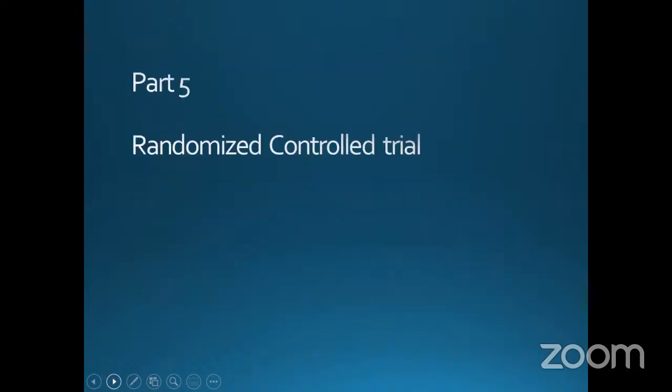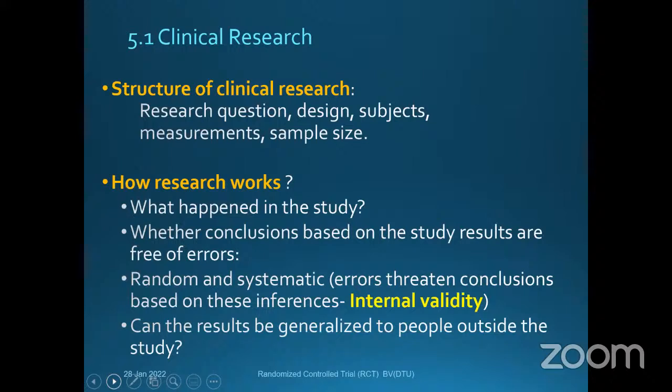Now comes the randomized controlled trial. The structure of the clinical research you understood as the research question, design, subjects, measurement, sample size, and how it works is what happened in the study, whether the conclusions based on the study results are free of errors, the random error and systematic errors which threaten the conclusions, and based on these, the internal validity is judged. Can the results be generalized to people outside the study? So these are some of the issues which are important in our understanding.